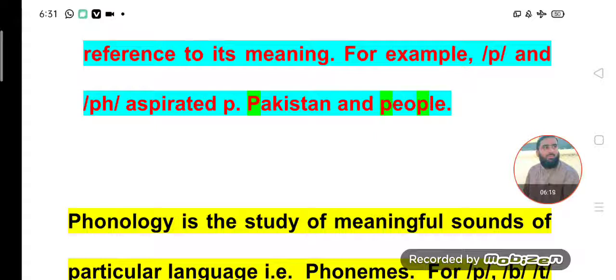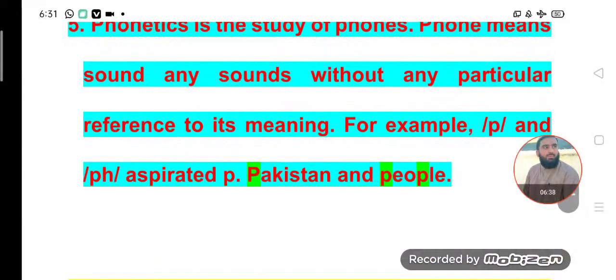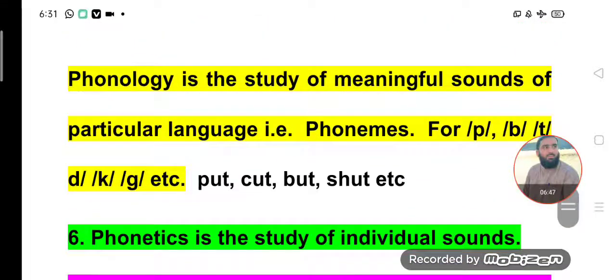And what about another word, people? In people, the first p sound is aspirated and the second p sound is non-aspirated. So this is the job of how to produce aspirated p and how to produce non-aspirated p. This is the job of phonetics. So that's why phonetics is the study of phones, how phones are produced without any reference to meanings.